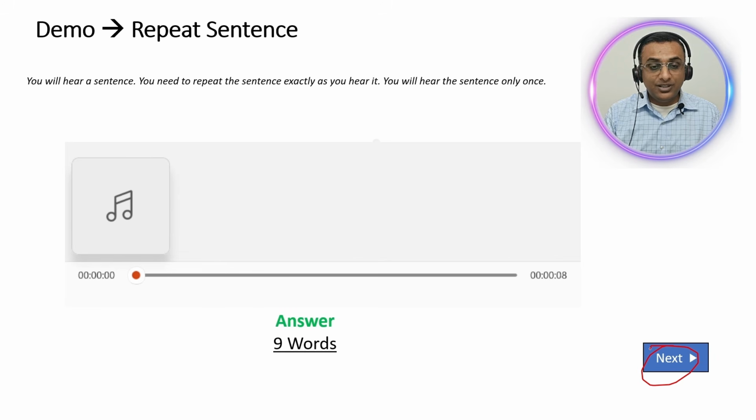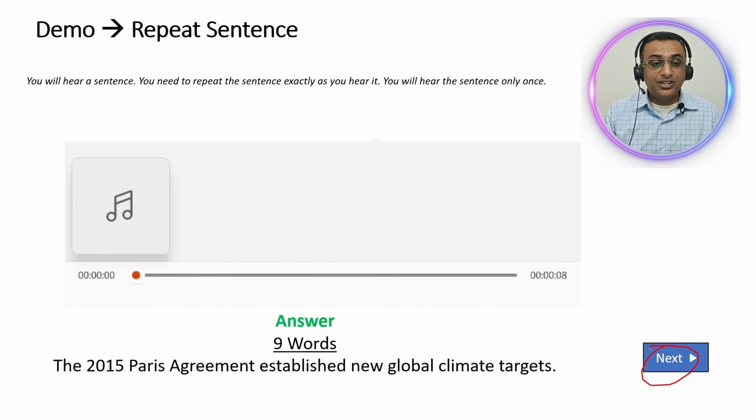So it had 9 words in the sentence, and the answer was, the 2015 Paris Agreement established new global climate targets. I think I completely missed few words in the sentence. I repeated it as, the 2025 Paris Agreement established new standards. So the incorrect words were, I missed global and I missed climate, and instead of targets, I said standards. So these 3 words will be incorrect. Additionally, instead of 2015, I remember telling it as 2025. So this is a mistake as well.